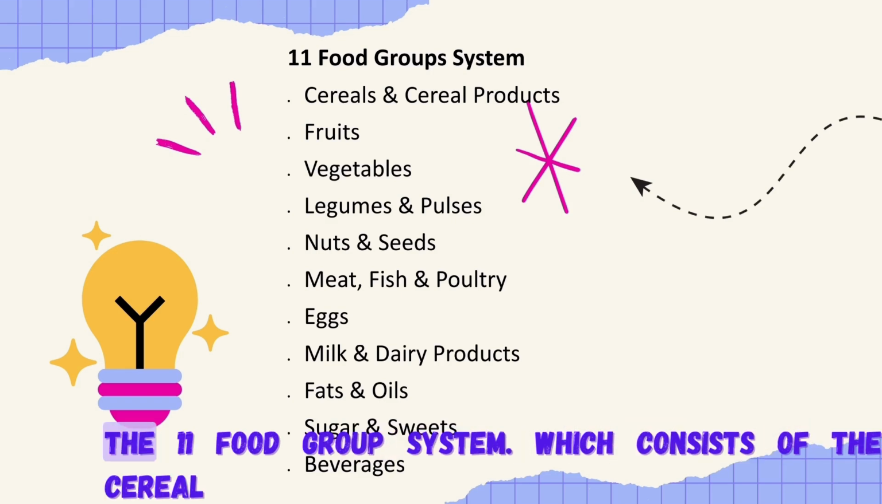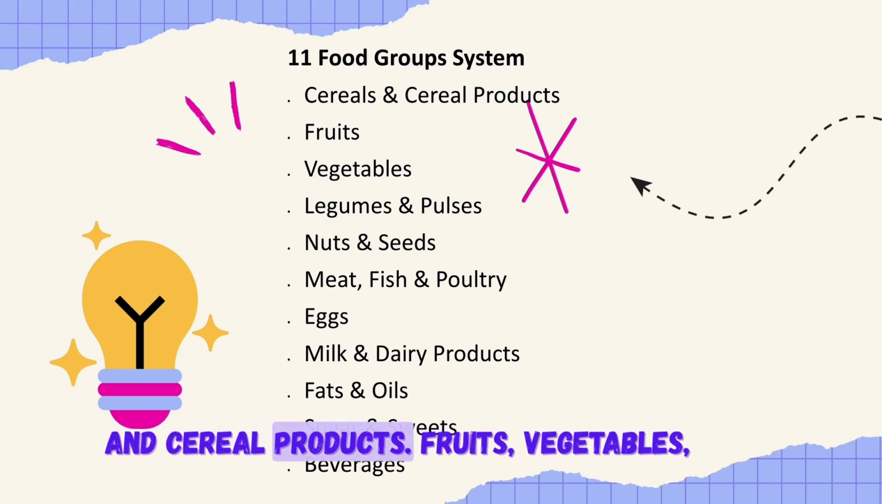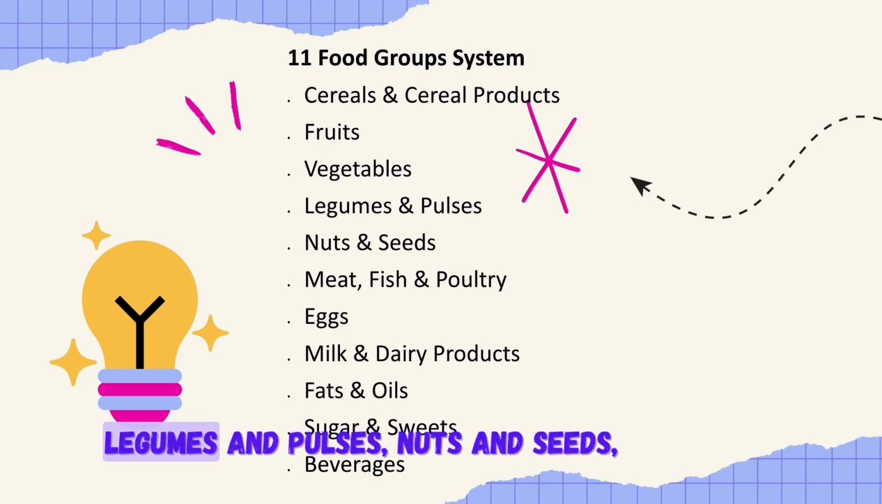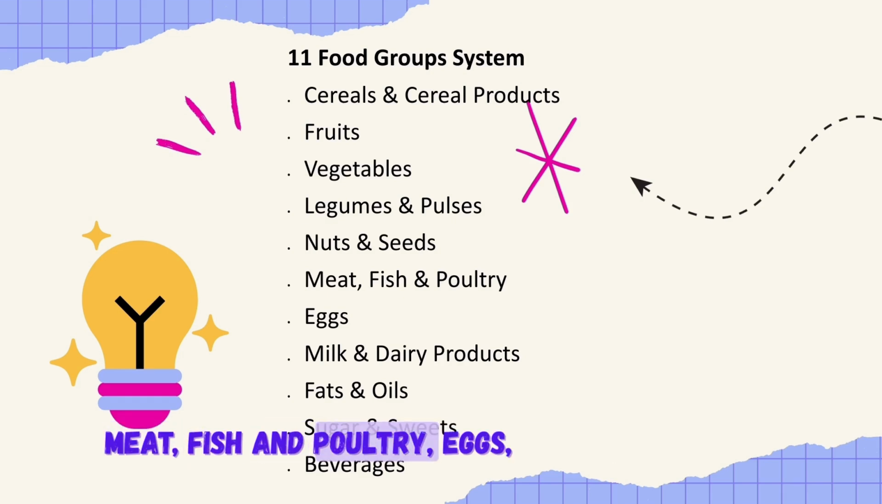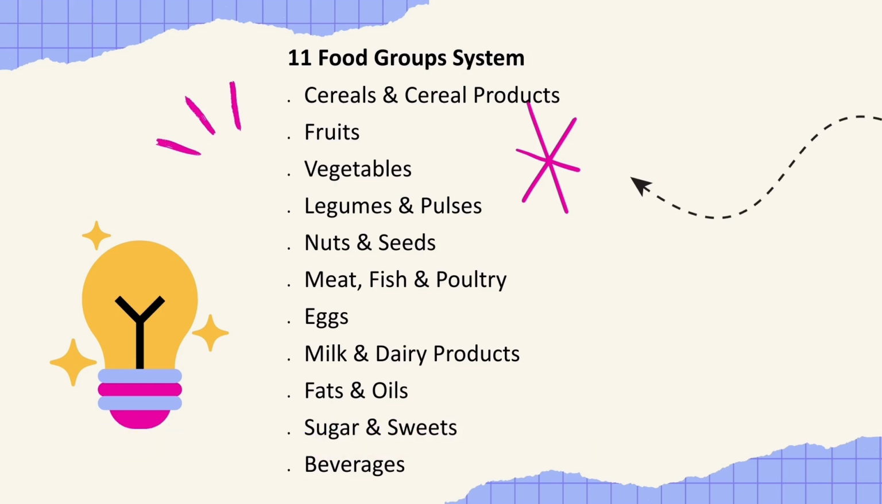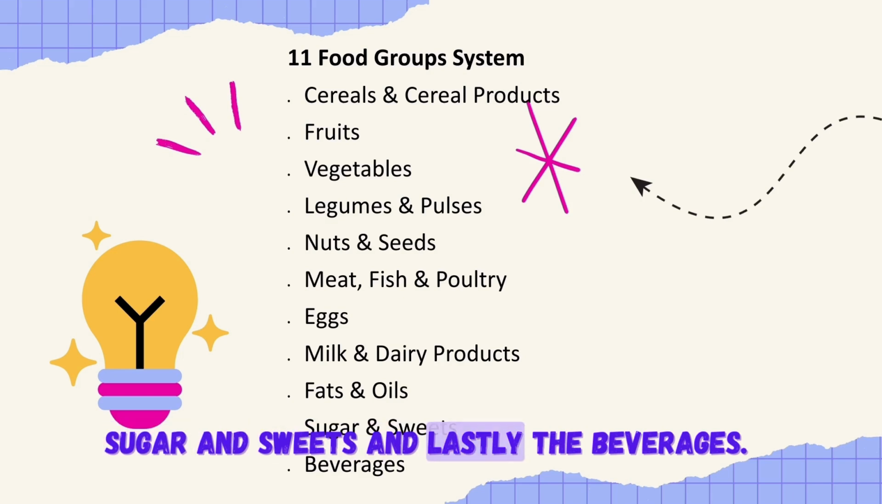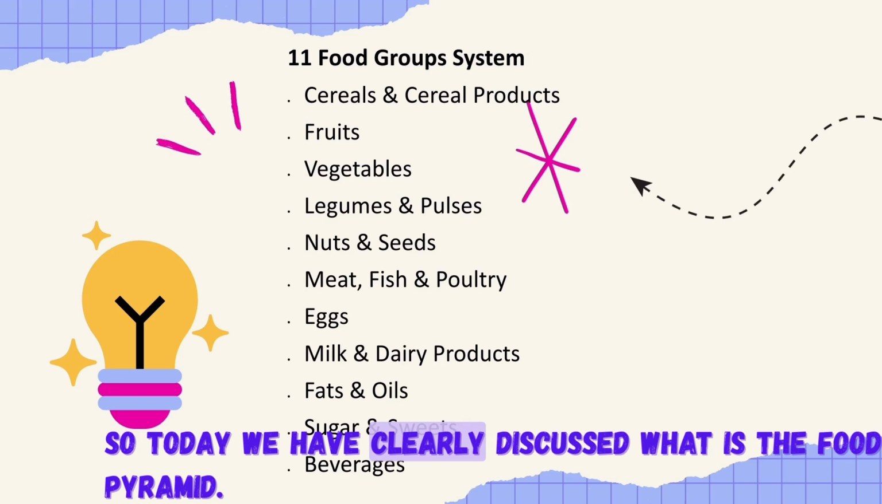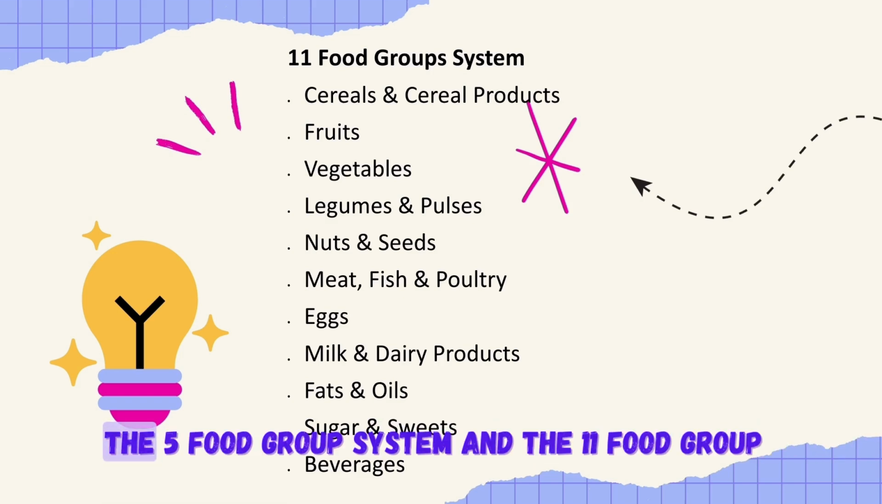So we've clearly seen the 11 food group system, which consists of the cereal and cereal products, fruits, vegetables, legumes and pulses, nuts and seeds, meat, fish and poultry, eggs, milk and dairy products, fats and oils, sugar and sweets, and lastly, the beverages. So today we have clearly discussed what the food pyramid is, the 5 food group system, and the 11 food group system.